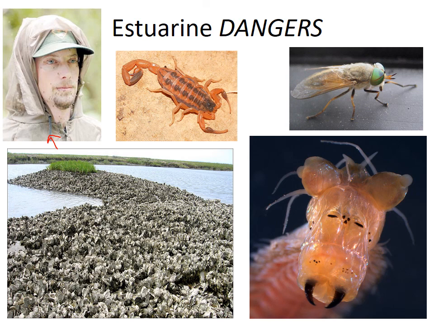Another danger in estuaries is this type of biting fly called the greenhead fly, which is abundant in salt marshes of the east coast of the United States. And they can really be maddeningly annoying if you're getting bitten by these greenhead flies when you're trying to study the salt marsh or study the oyster reefs or whatever else it is that's living around there.